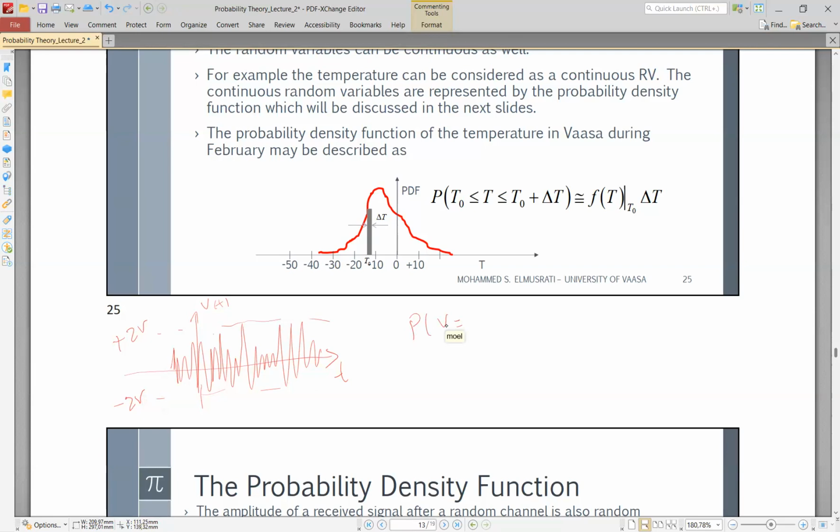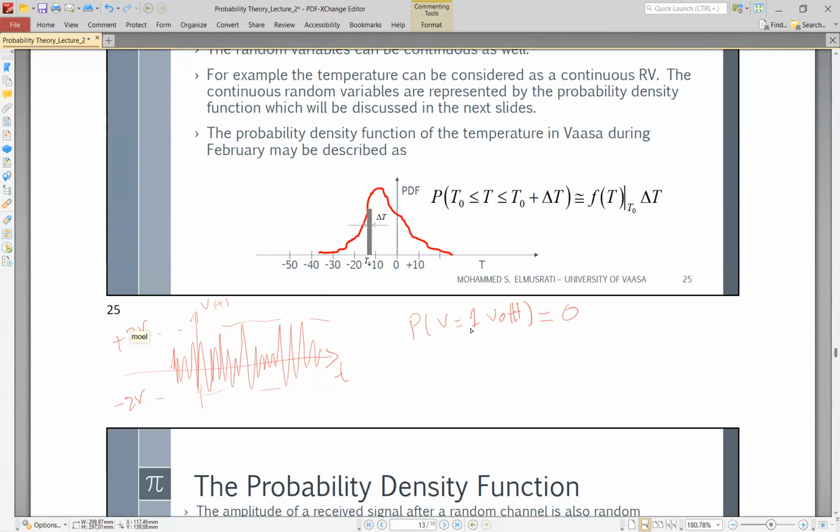For example, the probability that V, let's say, equals 1 volt. The probability for a specific value is equal to 0. Why is it 0? Why is the probability of voltage for any value, not necessarily 1 volt, for 0 volt, for 0.1, for 0.2, for 0.5, for -0.2, if you specify a certain single element in a continuous random variable, the result will be 0. The reason behind that is that from -2 volt up to 2 volt, we actually have an infinite number of cases. We have an infinite number of values from -2 volt up to 2 volt.